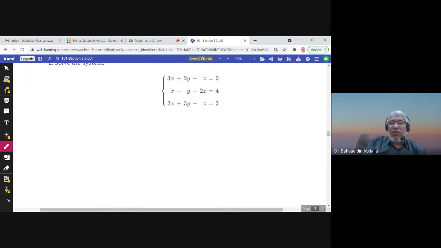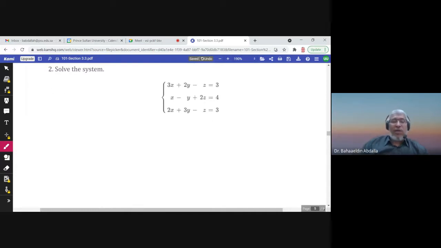Let us now solve this system. I start with the augmented matrix. 3, 1, 2, 2, negative 1, 3. Coefficients of Z are negative 1, 2, and negative 1. And I write the constant terms.